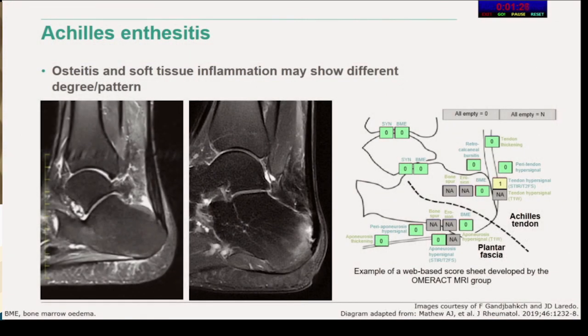You can see enthesitis on MRI also, and you see here bone marrow edema nicely on MRI in this case, and almost no inflammation, and that would not necessarily be picked up by ultrasound, while this one with a high signal inside the tendon and also bursitis would definitely be picked up. So there are different ways that it can look, different phenotypes.